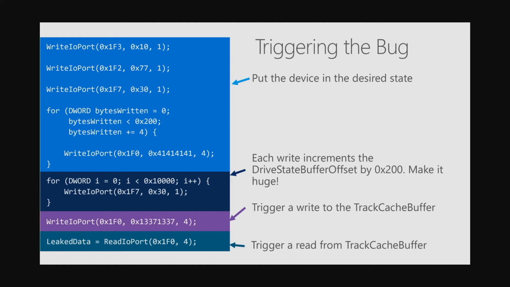Now there's 2 ways you can go. The first way you can go is you can issue an I/O port write to port 1F0, and when you do that, that is going to trigger a write to the track cache buffer using this massive drive state buffer offset. So you have an out of bounds write. The other way you can go is you can do an I/O port read from that same I/O port. And when you do that, it will trigger a read from the track cache buffer, and it will return that data to you. And you have an out-of-bounds read there.